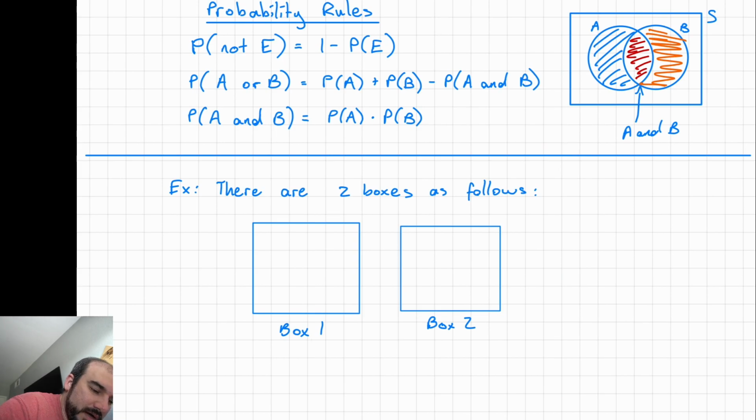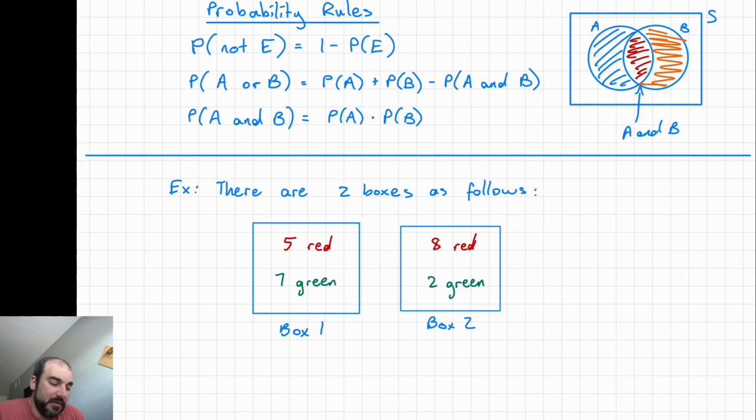So we'll say that there are 5 red and 7 green balls in the first box, and the second box has 8 red and 2 green. All right, so they have different compositions of balls in the box.